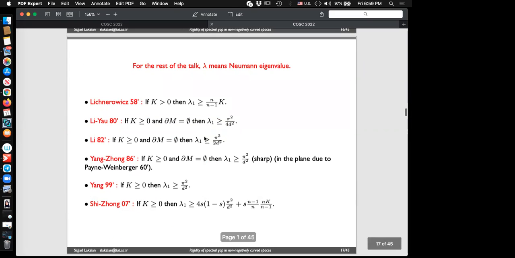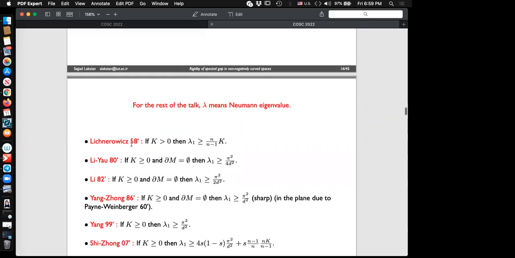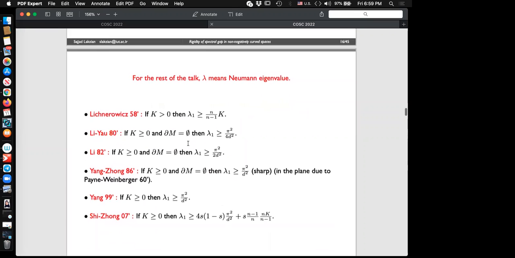Depending on how much work and effort you're willing to put in, you get less sharp or sharper results. For example, the famous Lichnerowicz bound: if k is positive, then lambda 1 is at least n over n minus 1 times k, which is actually sharp, and the rigidity is due to Obata. So this holds for spheres. For non-negative curvature, the story becomes a little harder, because you don't have much convexity in the space, since k changed from positive curvature to non-negative curvature.